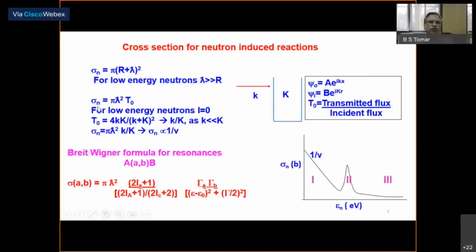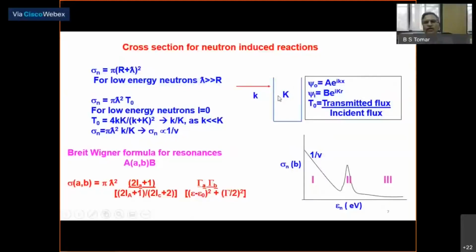So the cross section for neutron-induced reaction becomes pi lambda-bar squared T0, where T0 is the transmission coefficient for the L equal to 0 neutrons, or S-wave neutrons. Now, for low energy neutrons, as I mentioned, L equal to 0. So the transmission coefficient can be calculated using this formalism. I have just given a brief introduction to that. That is, when the neutron is coming from outside and it is amalgamated with the target nucleus.